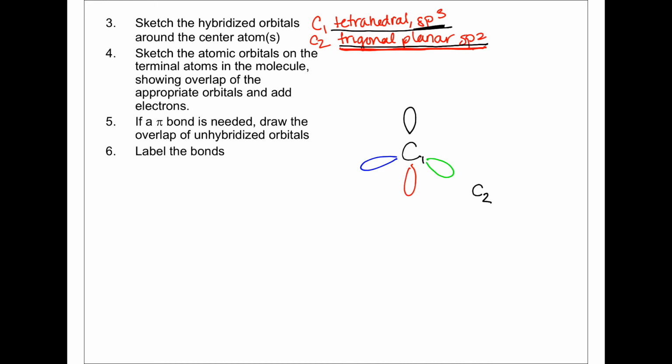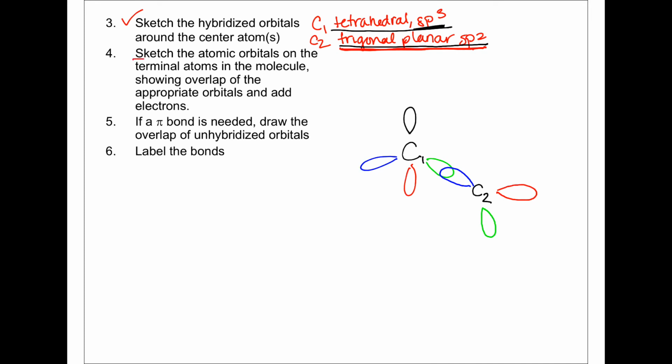I'm going to draw them in different colors, just like I did the first time. So this is one of the sp2 orbitals. This is another one of the sp2 orbitals. And this is the last one of the sp2 orbitals. And I just want to show that I am trying to make them in kind of a trigonal planar shape there as much as possible. We have successfully sketched the hybridized orbitals around the central atom.